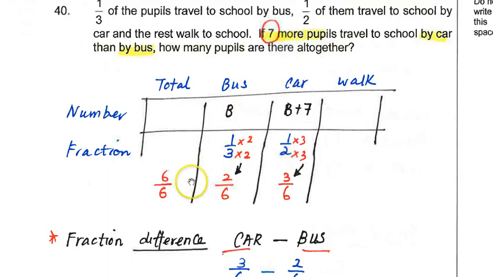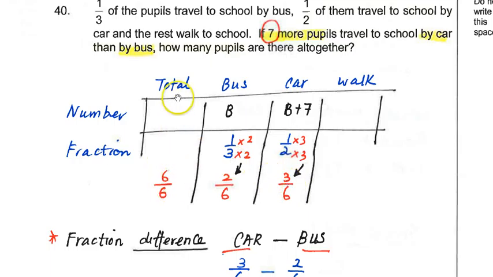Now please take note, total must be 6 units. 2 units, 2U is this B. 3U is B plus 7. Okay, 2 plus 3 is 5. Over here is 1 6. And the difference between these two, as we just found out, is 1 6. So we found out 1 unit.